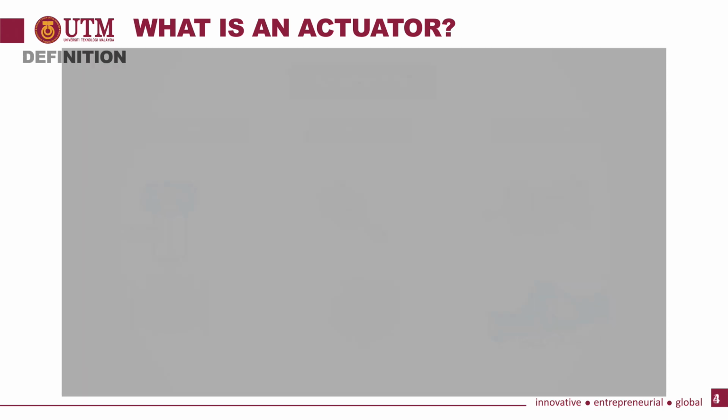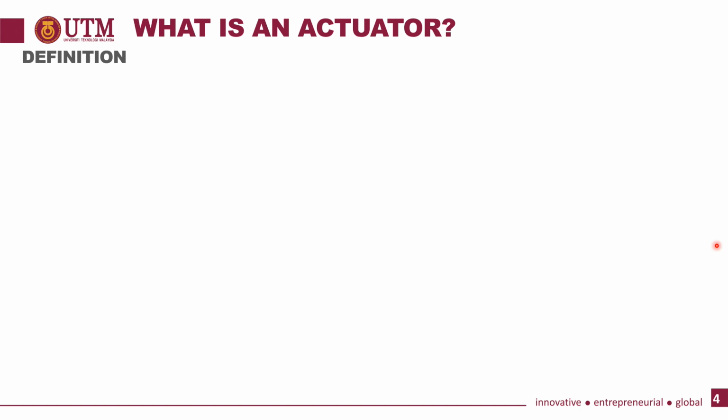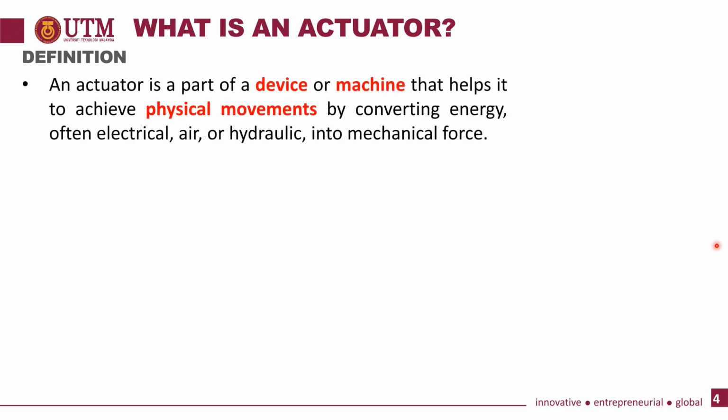Alright, so let's take a look at the definition of an actuator. An actuator is a part of a device or machine that helps it to achieve physical movement by converting energy, often electrical, air, or hydraulic, into mechanical force. So basically, an actuator is a device or an object that will convert one energy into mechanical force. The energy that it converts from may be electrical, air, or hydraulic oil. That conversion turns it into movement. We call it mechanical force.